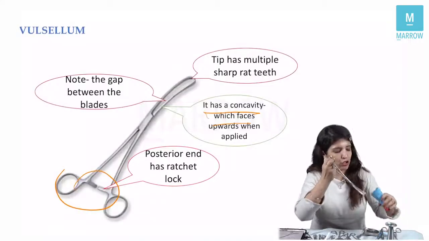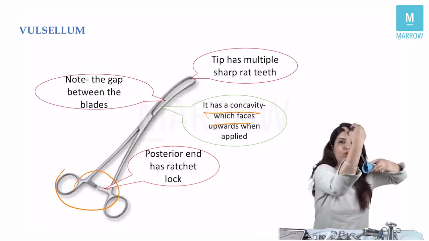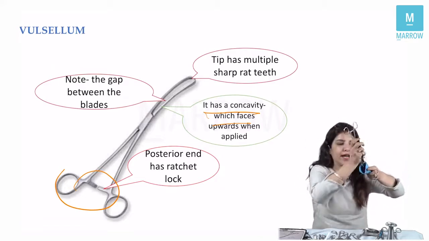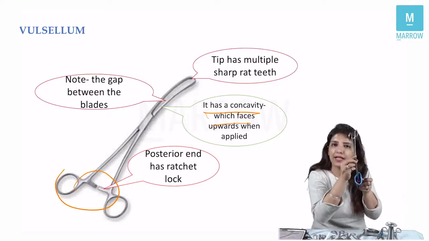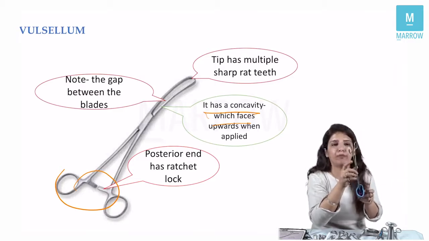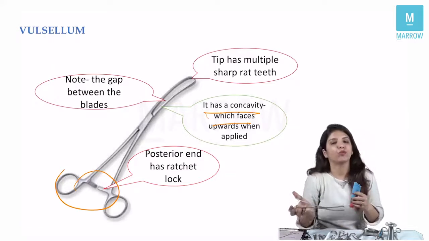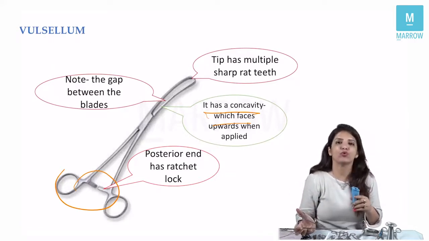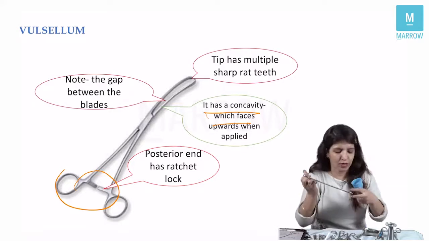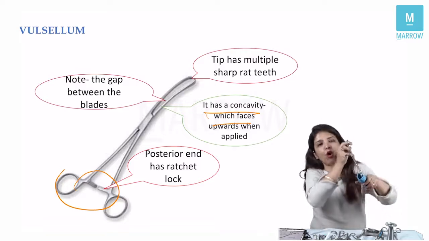Clear? Now, with this instrument, with the concavity upwards, I'm going to hold the anterior lip of the cervix. The anterior lip of the cervix will be held like this. Usually, we hold the anterior lip of the cervix, right? But a Viva question could be: what are the conditions in which you have to hold the posterior lip of the cervix? So imagine, if I have to hold the posterior lip of the cervix, what am I targeting?